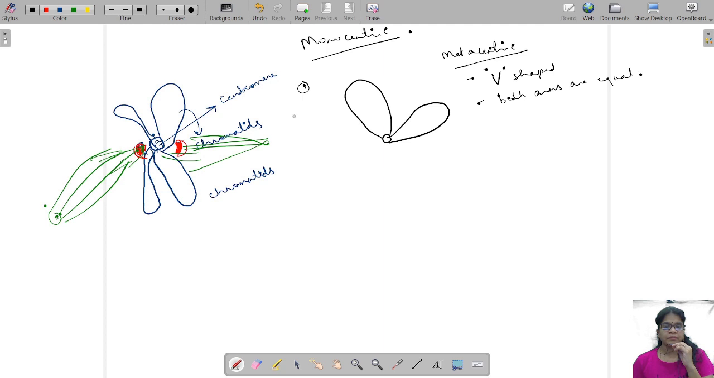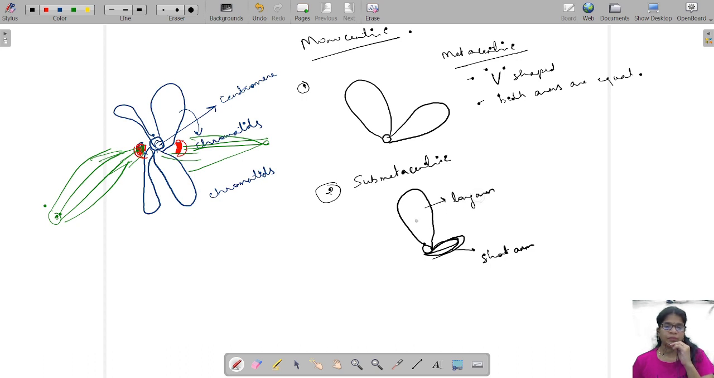Okay, in the same way, let's go for the second type. The first one is done. Submetacentric, which means it's not exactly in the middle, but it is nearer to one end. So this is a short arm, and this is your long arm. So this is your submetacentric. This shape is an L-shaped structure.